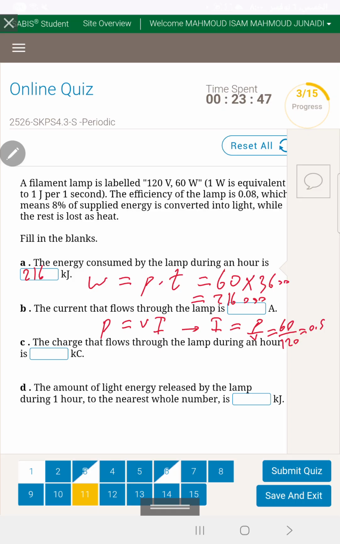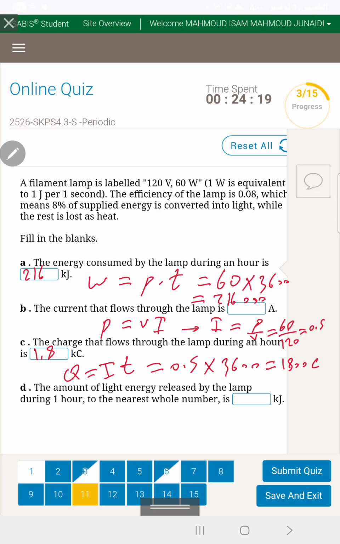The charge that flows through the lamp during 1 hour, here we say Q is equal to IT. So I is the current, which is 0.5. We calculated this in the previous question. And the time is 1 hour, which is 3,600 seconds. And we get 1800 coulomb. In kilocoulomb, we divide by 1000 and we write it 1.8 here.